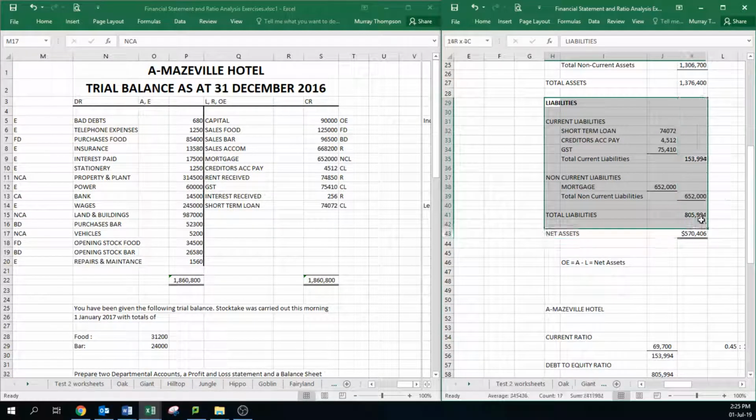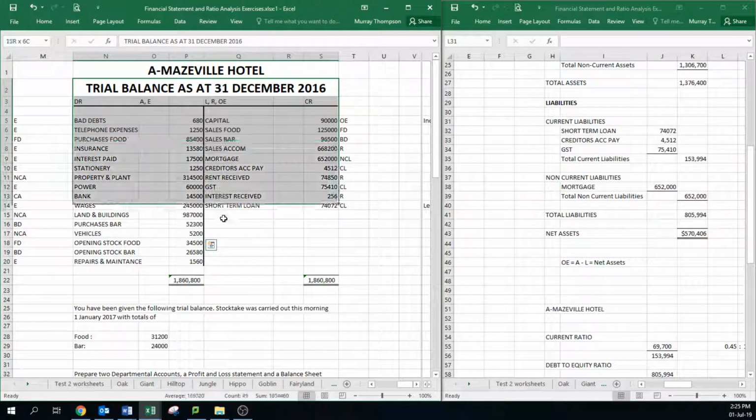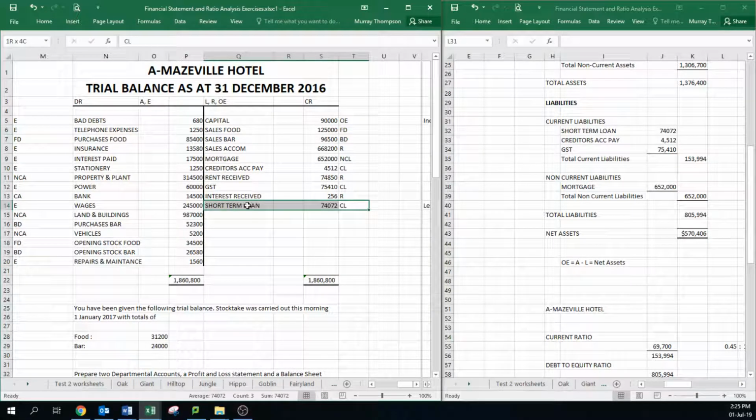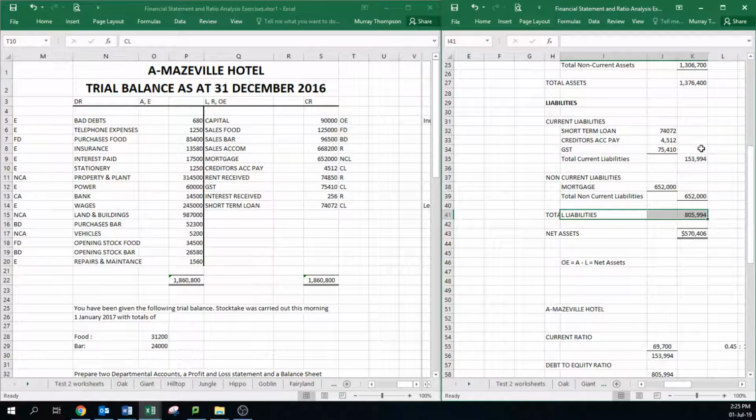Then you move into liabilities, and again, do the same thing. This time, we're going down the credit side. So find out what your current liabilities are. There they are. List them out, and then total current liabilities. Then we have mortgage, which is our non-current liability. So there's just one item there. Total them together: total current liabilities plus total non-current liabilities gives you total liabilities.